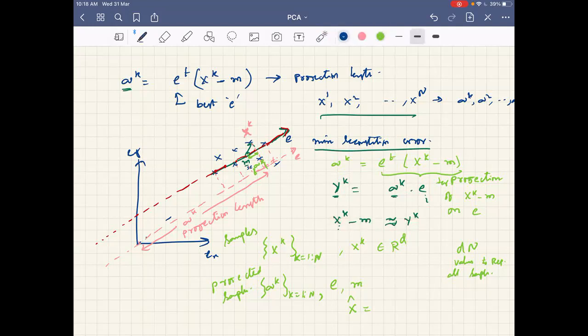That implies xk hat, this is only an approximation. So I am writing xk hat is equal to M plus, writing yk explicitly, ak into e. Is this fine or not? This xk hat is the reconstructed sample. So xk hat is equal to M plus ak into e. So I am able to get the reconstructed sample.